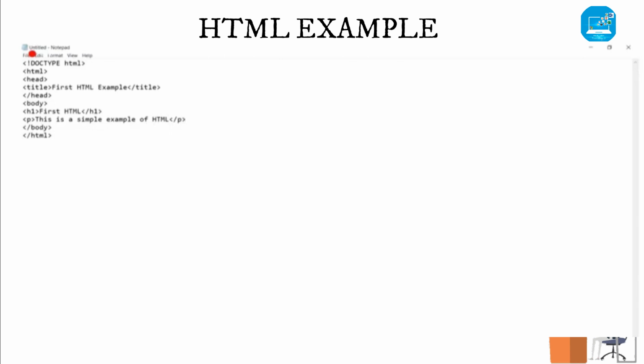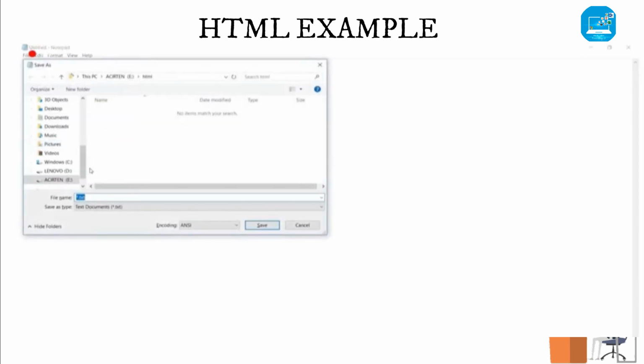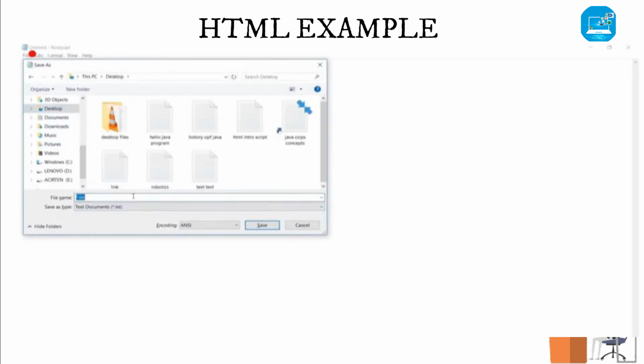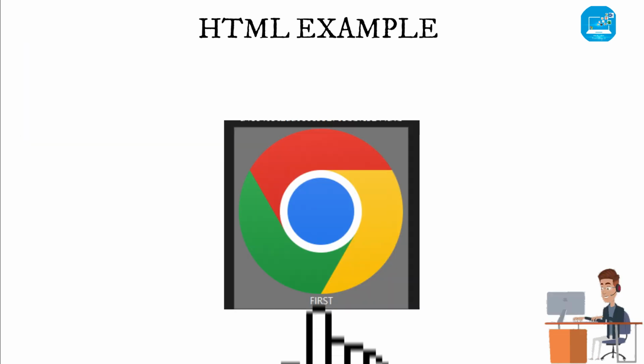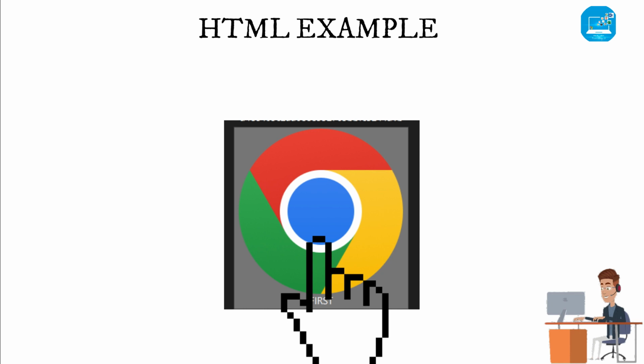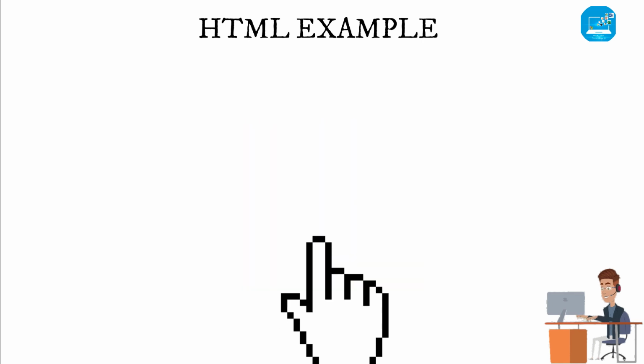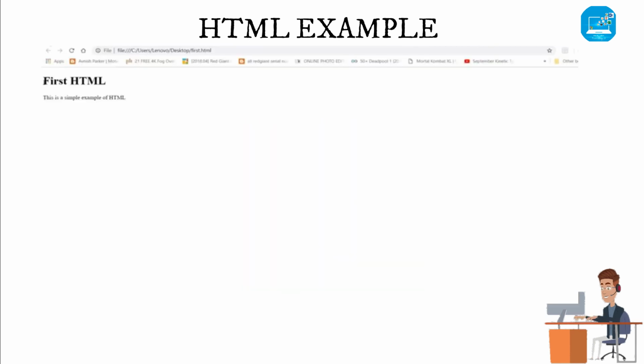Now you have to save this file with the .html extension. You can save it in any directory. I am saving it on the desktop with the name first.html. Open this file in any browser, or just simply double-click on it. It will be opened in your default browser.